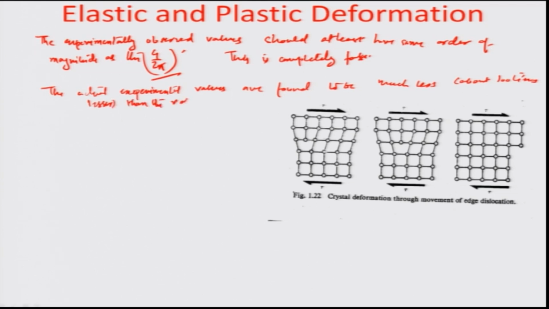than the value calculated, G by 2 pi. Okay. So, it is 2 orders lesser experimentally, and this discrepancy is due to the crystal imperfections.